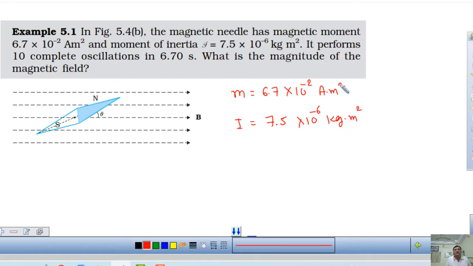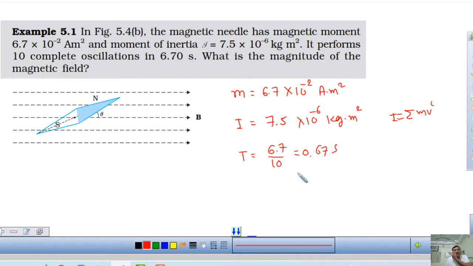You know the unit of this. Sigma m r square is I, if you don't remember. For a rod, it is 1 upon 12 m l square. For a solid sphere it is 2/5, and for a hollow sphere it is 2/3. Do you remember now? 10 oscillations take this much time, so the periodic time is 6.7 upon 10, which is 0.67 second.